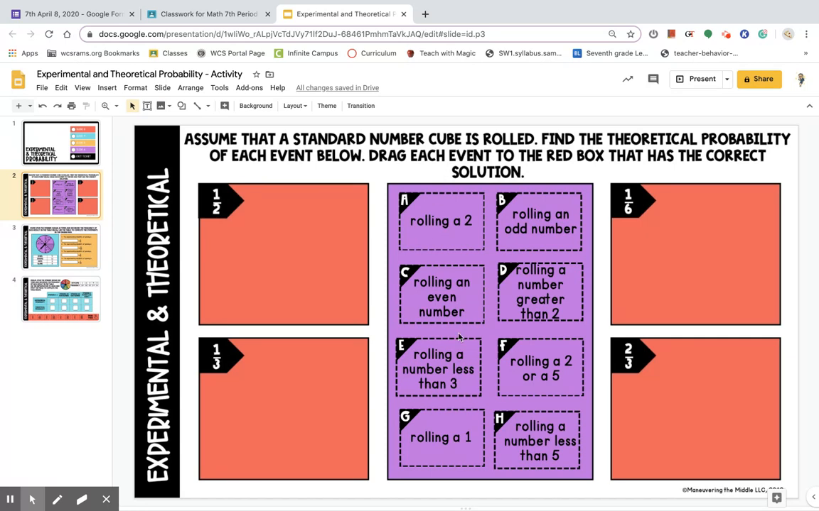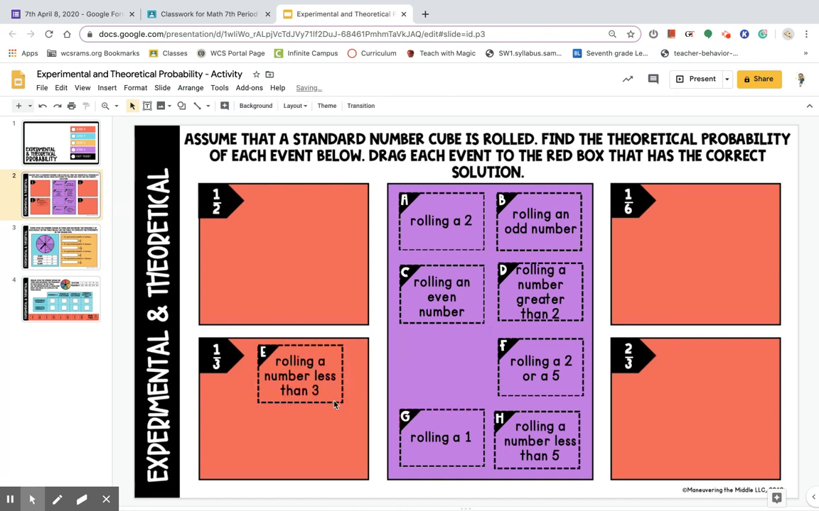So let's do this one. Rolling a number less than 3. So that's not including 3. The only options you have are 1 and 2. So the theoretical probability of this one would be 2 over 6. However, there is not a 2 over 6 on here because you have to reduce it. So 2 over 6 reduces to 1/3. So you're going to move E right over into this box.